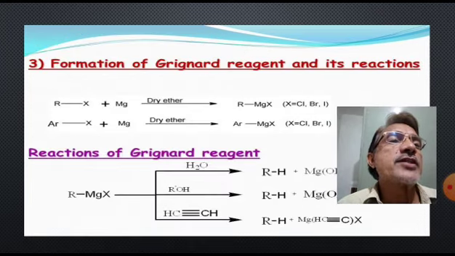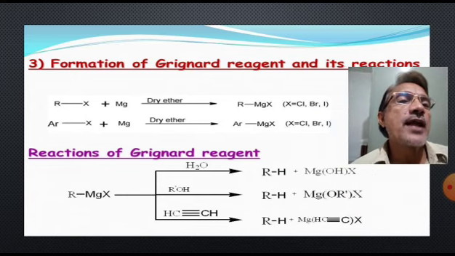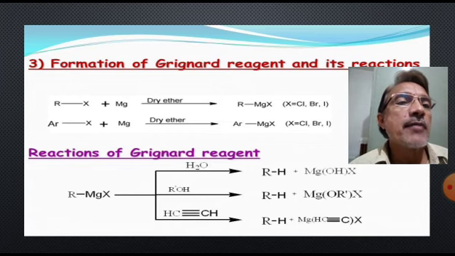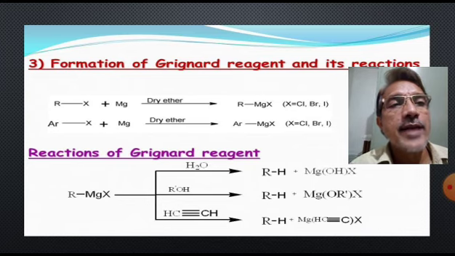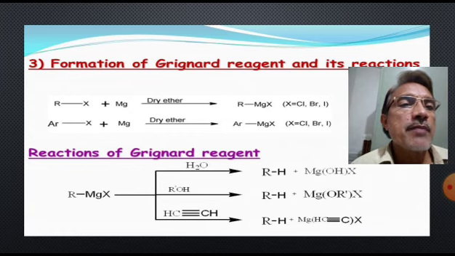Formation of Grignard reagent and its reactions. One of the best uses of alkyl halides is the formation of Grignard reagent. Using alkyl halide, Grignard reagents can be prepared. What is Grignard reagent? Alkyl magnesium halide is known as Grignard reagent, R-MgX. X may be Cl, Br or I.